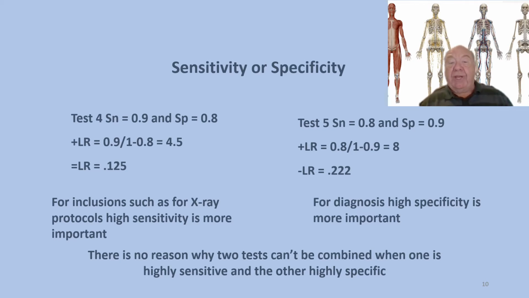High sensitivity and a slightly lower specificity brings the positive likelihood ratio to 4.5. Whereas on test 5, where we had a higher specificity than sensitivity, the positive likelihood ratio goes up to 8, almost twice as much. And look what happens to the negative likelihood ratio. 0.125 where sensitivity is higher than specificity, and 0.222 where that's reversed and you have a higher specificity than sensitivity.